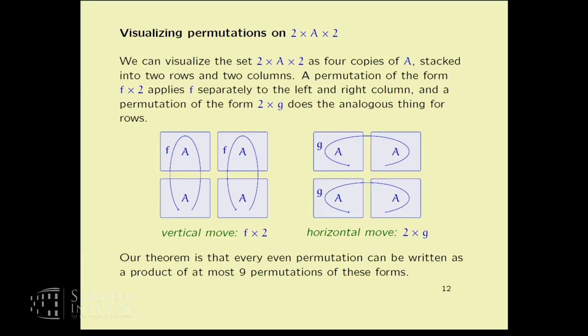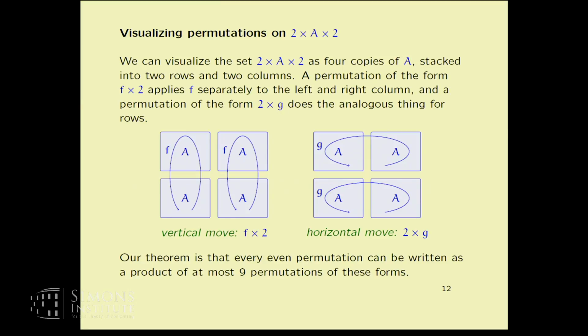And a permutation of the form F cross 2 would be a vertical permutation applied. So the point is that you apply the same permutation to these left 2 copies of A and to the right 2 copies of A. And for 2 cross G, it's just the other way around. So every permutation can be written as a product of at most 9 of these forms, every even one.